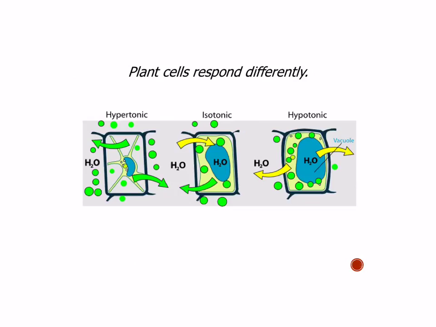Now, plant cells respond differently because of the cell wall. Actually, let's start with a hypotonic solution. Water will enter, but at some point the cell wall will prevent any more water from coming in, and they will not burst. In a hypertonic solution, water will leave and the cytoplasm will shrink up, but the cell wall will maintain the shape of the cell.